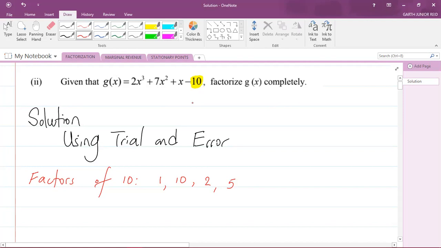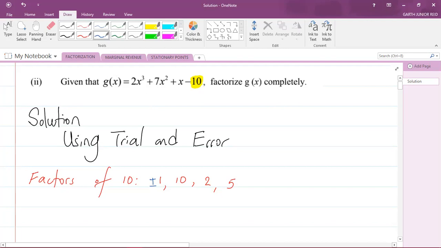You are going to substitute each of these values in for x into the polynomial. So you're going to try x equals 1, x equals 10, x equals 2, x equals 5. I won't do all of them, I'm just going to tell you what the factor is. Also note that even though we plug in these values, also try the negative of it, meaning you can try plus or minus 1. If positive 1 doesn't work, then you try negative 1.